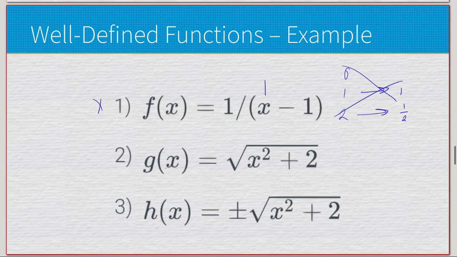Real quick, let's look at 2 and 3 combined. You can take g of x as the square root of x squared plus 2, right? And then we have h of x, which equals the positive or negative square root of x squared plus 2. Now, depending on what you learned in the past on how square roots work, there are always two possible answers here. So if we had square root of 4, we know this is regularly going to be 2. We, by default, should assume the result is 2. But, technically, it could also be negative 2.